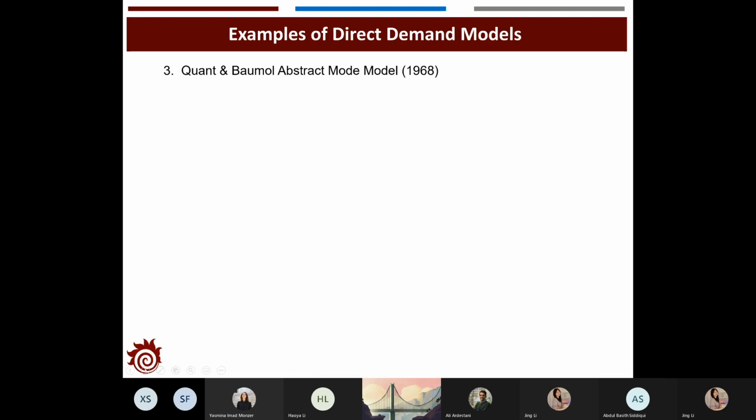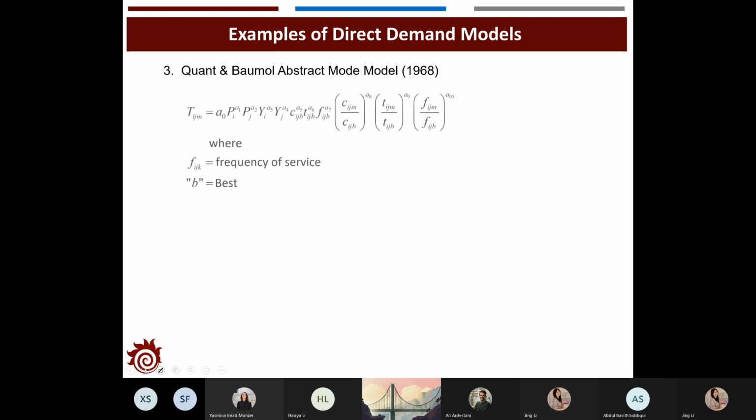And the third one is the Quandt and Baumol abstract mode model. This one was also proposed in the 1960s. The model is even more complicated. It shows the number of trips traveling from origin I to destination J with mode M. And here it has an additional parameter, which is F, which represents the frequency of the service. What the frequency of the transit or the frequency of the trips will be. And B here represents the best parameters we can use.